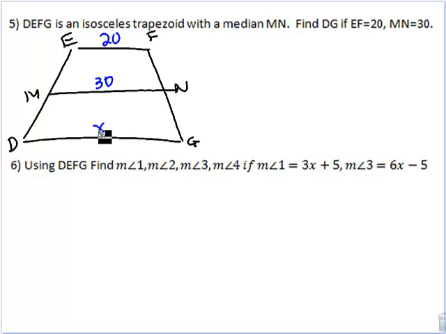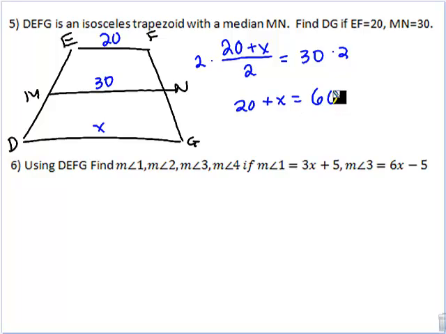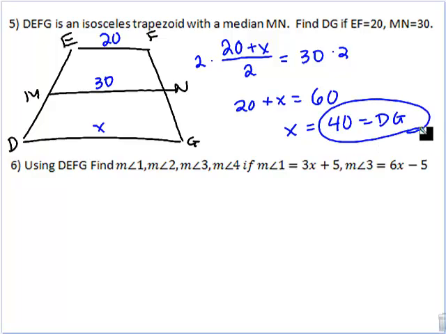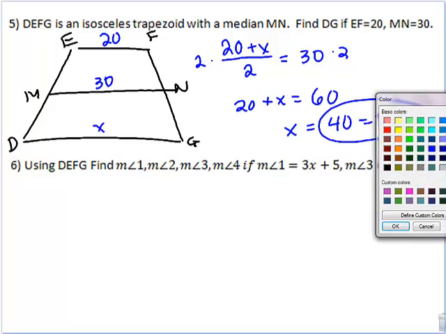So we can just put 20 plus x over 2 equals 30. Yep, 20 plus x divided by 2 should equal 30 because MN is the median. The median's halfway in between them. Okay, so multiply by 2. So we have 20 plus x is equal to 60. So x is 40. So our DG is 40. Is that okay?